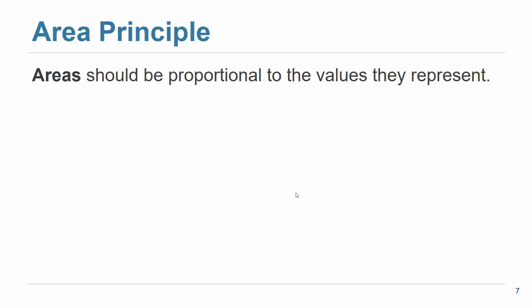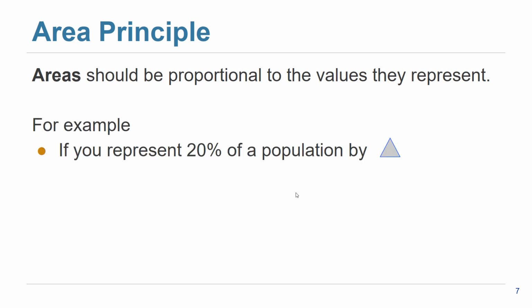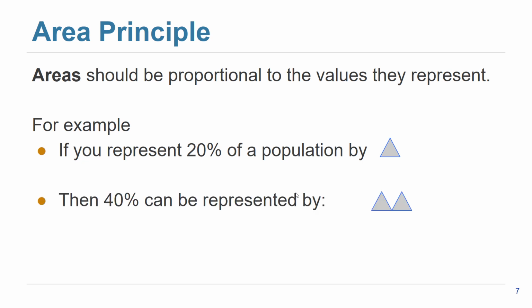Okay, so the area principle says that areas should be proportional to the values they represent. So if I said that this is double, then the area should be double. It's not more, it's not less. Okay? To have the same meaning. So for example, if you represent 20% of a population by this triangle, then this should be 40%. Not this. Okay, because that might not be double the area. Okay, so that's the simple area principle, and it's intuitive, of course.